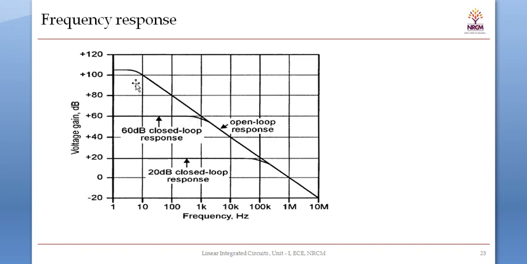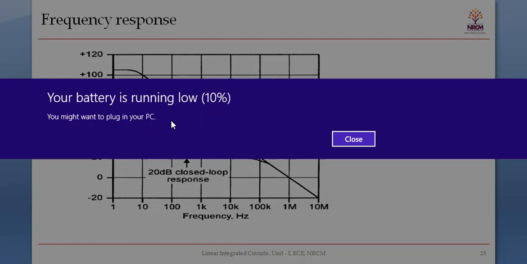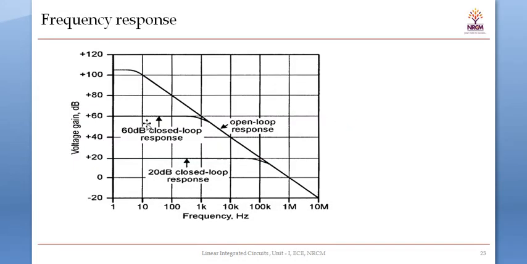As you are applying the negative feedback, the gain is decreased here. Gain is decreased from this value to 60 dB, and as the gain is decreased, the bandwidth is also increased here. You can see here the bandwidth is increased. And if you decrease the gain again, the bandwidth is going to increase. So the gain bandwidth product is constant. If the gain increases, bandwidth decreases, and if the bandwidth increases, gain decreases. So this is about your frequency response.